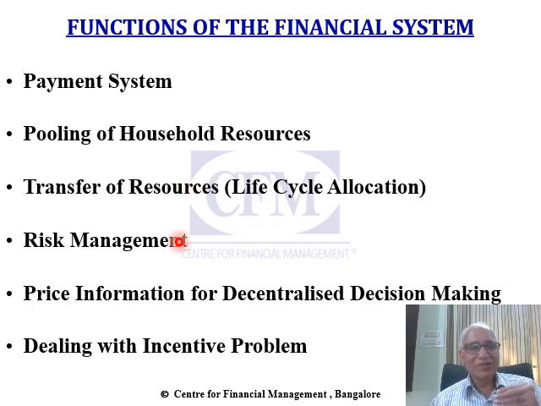Risk management. The financial system provides mechanisms for risk management. The important mechanisms are hedging, insurance, and diversification. Price information for decentralized decision making. The financial markets provide information which facilitates decentralized decision making. Dealing with incentive problems. We have learned that incentive problems are pervasive in modern economies, and the financial system has ways and means of mitigating the incentive problem.